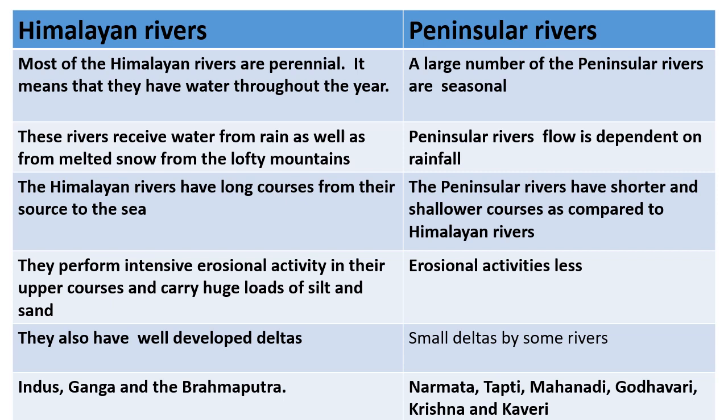Himalayan rivers. They also have well-developed deltas. Peninsular rivers. Small deltas are formed by some rivers. Himalayan rivers: Indus, Ganga and Brahmaputra. Peninsular rivers: Narmada, Tapi, Mahanadi, Godavari, Krishna and Kaveri.